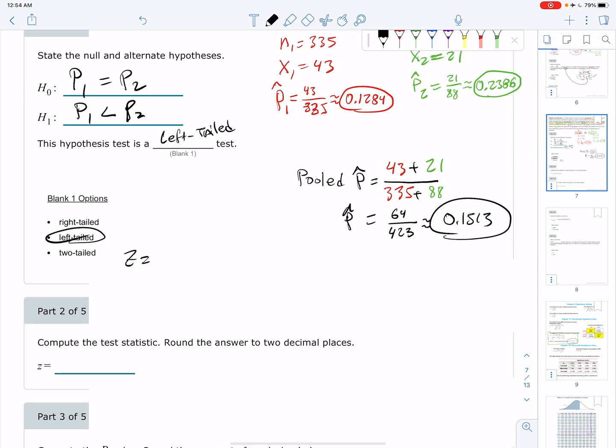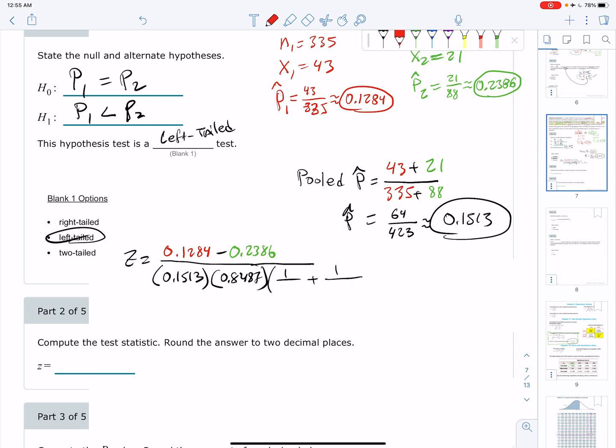So remember the formula for the test statistic. It's 0.1284 minus 0.2386, all over the square root of my pooled sample proportion, which was 0.1513, times its complement, 0.8487, times, remember, 1 over the sample size of the first sample, 335, plus 1 over the second sample size, 88.